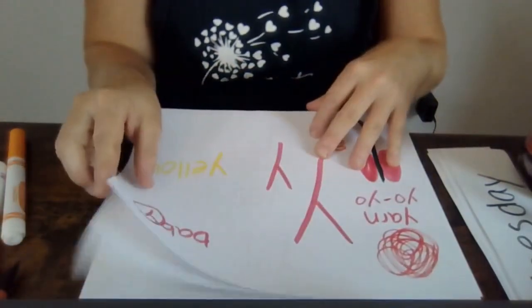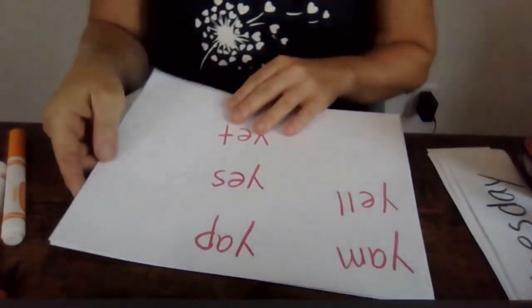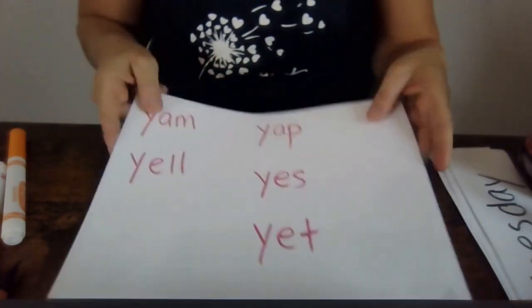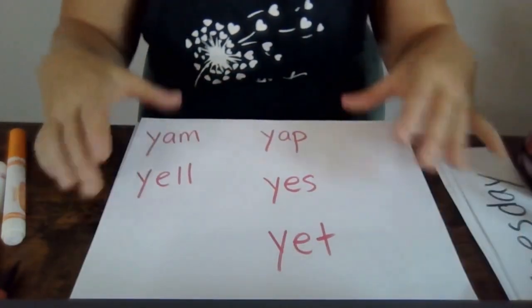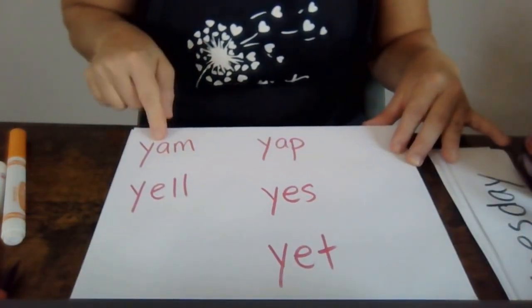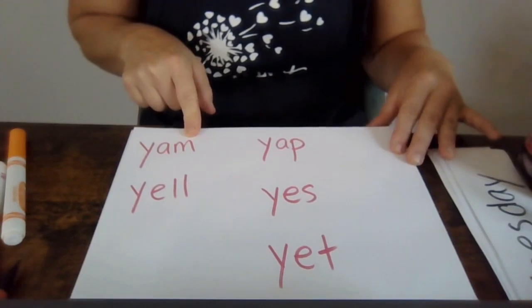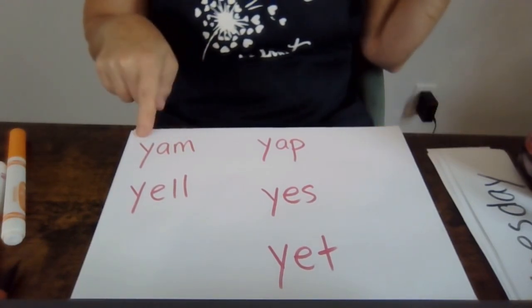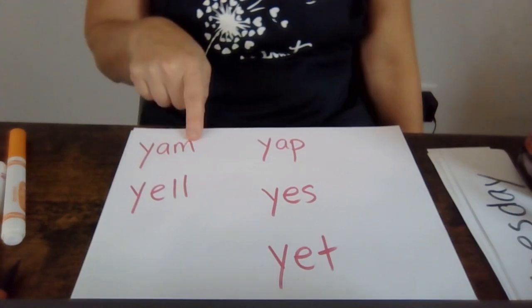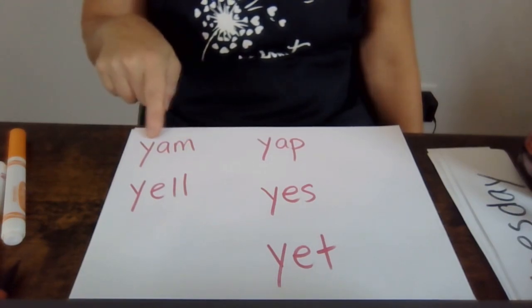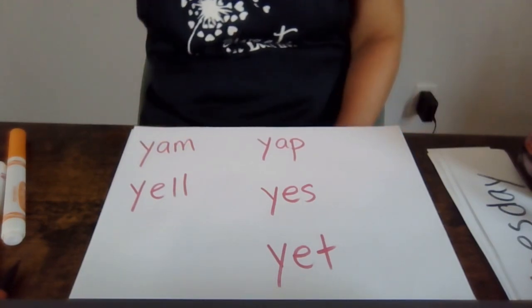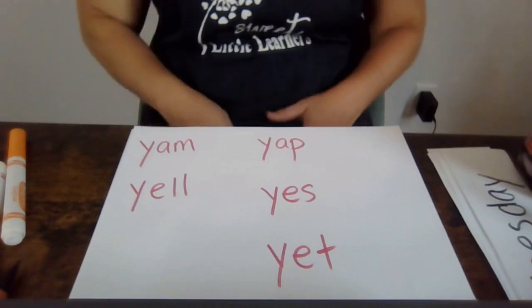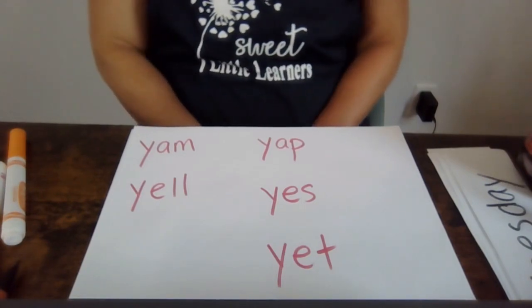Now we're going to go over our word family Y words. We have some to add. So AM is the AM word family. Put a Y in front of am. What do you get? Yam. Hey, has anybody ever eaten a yam? Sometimes they're called sweet potatoes.